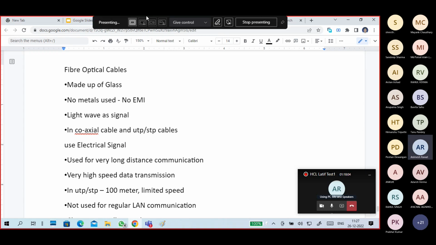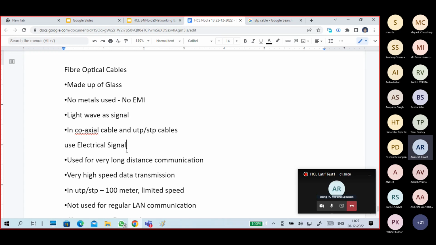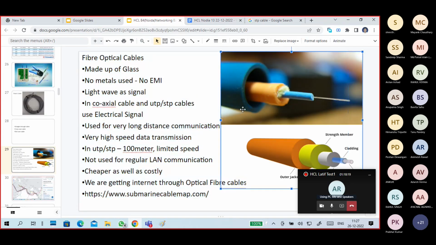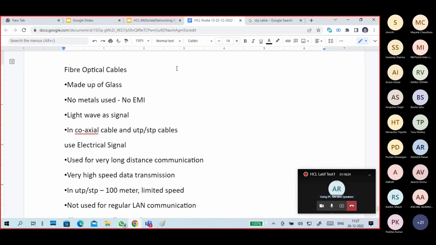Sir, in the satellite TV we have in our homes, we use a coaxial cable, and in long route communication we use fiber cable. Yes, fiber optical cables are used for very long distance or very high speed data transmission. It can also be used in IT infrastructure or campus networks.